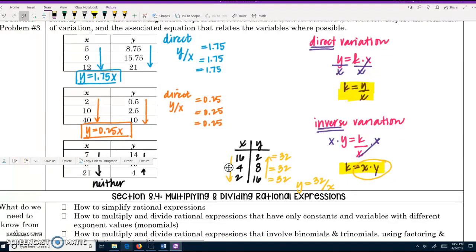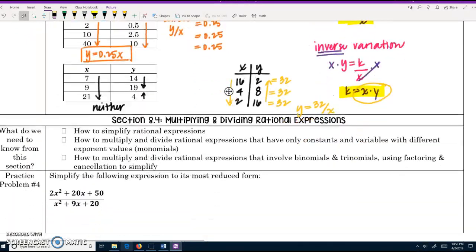So the same relationship could be direct, opposing relationships could be inverse, and you just want to check the k to confirm that it's either one.